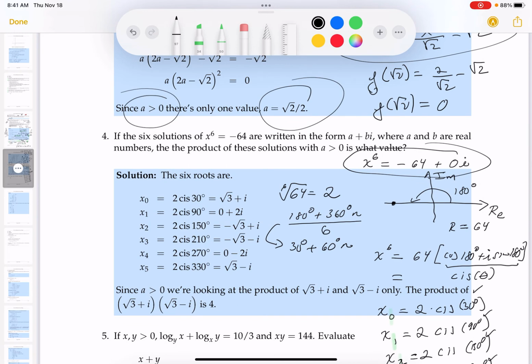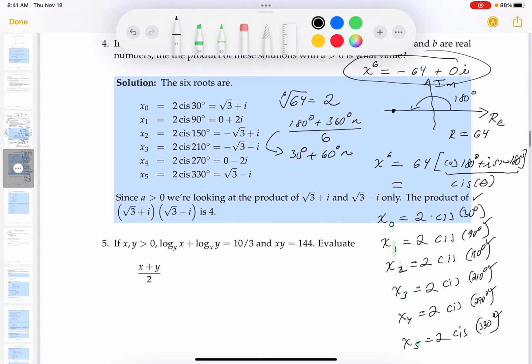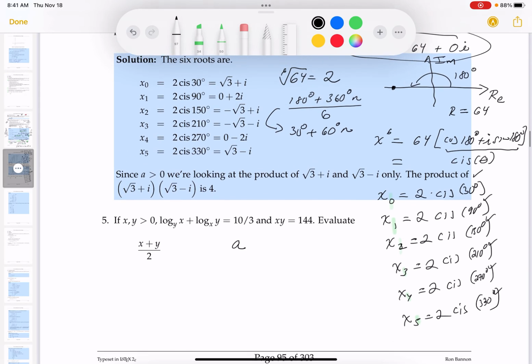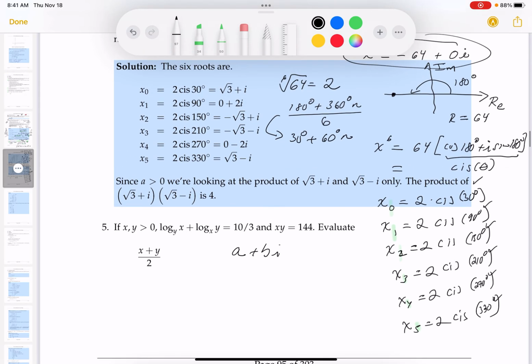Basically, if you have 6 solutions of it, I wrote them down, and you should write them in the form a plus bi, where a and b are real numbers. And then it says the product of the solutions where a is greater than 0. Well, you know what? I don't have that part yet. So what's this a going to be? It's going to be a plus bi. So I need to write that down for you. All right?